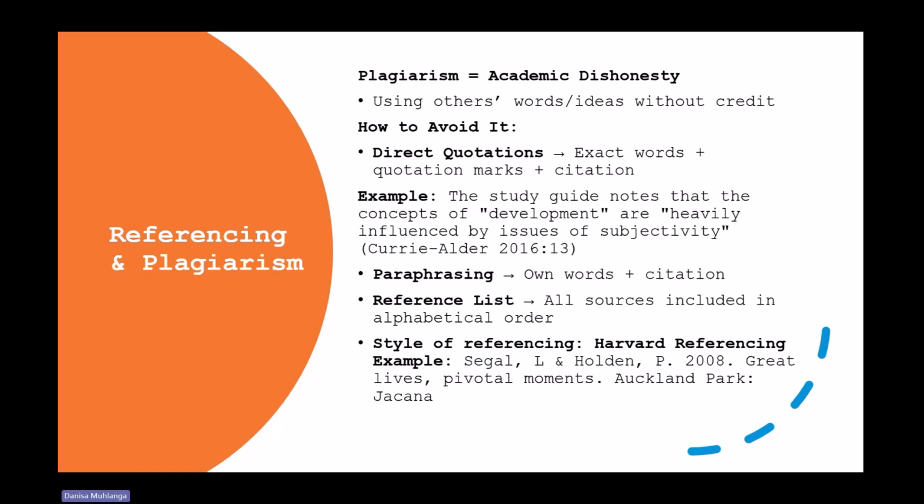Which referencing style does UNISA use? It uses Harvard referencing style, and that is set out also in your tutorial letter. So now, how do you avoid plagiarism? To avoid plagiarism, you need to use direct quotations. Okay, so by using quotation marks and citing the author, right? That's how you avoid plagiarism.